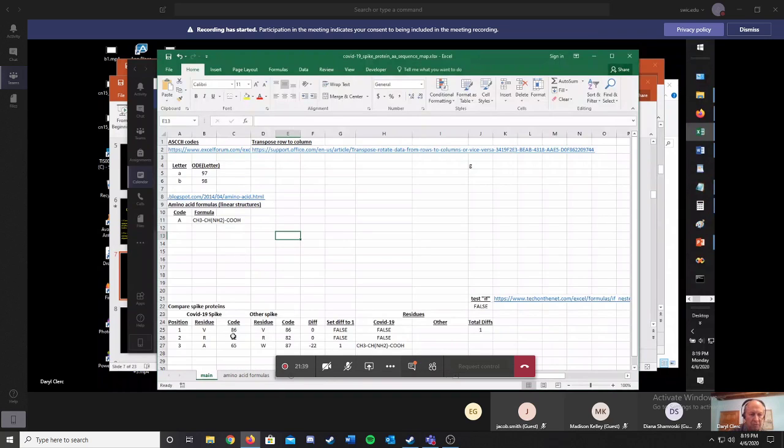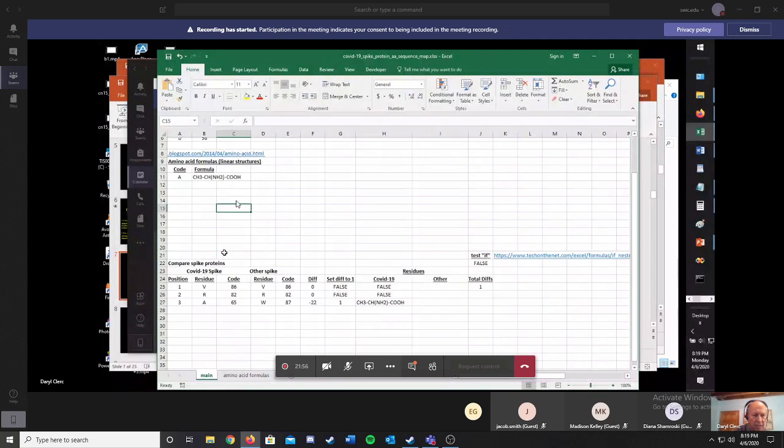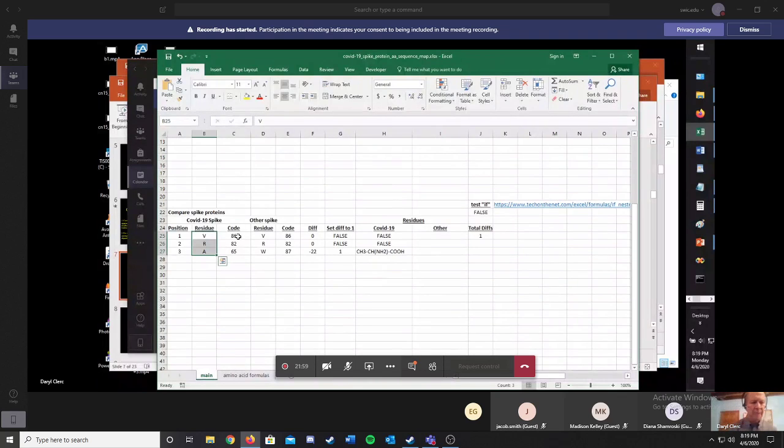Here's a little file I put together just to show basically what's involved. So let's say we're going to just test this, like make it work with, say, 3 residues instead of 1255, just to show the basics. So we're going to have V, R, and A. And I just totally made those up.